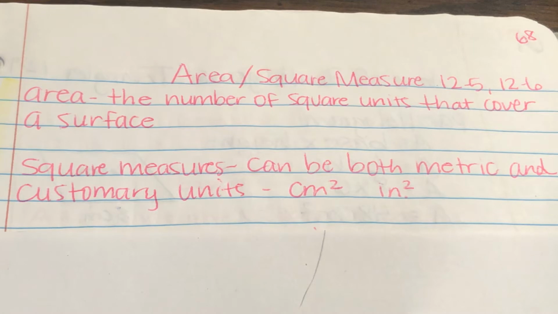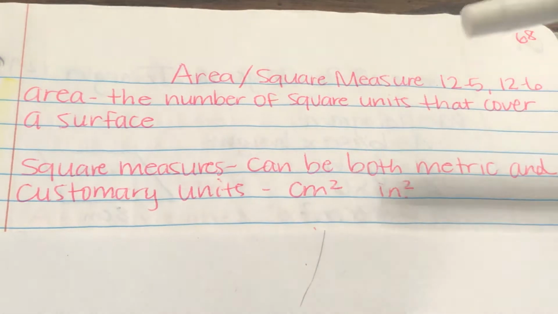If you look at the actual definition of area, it's the number of square units that cover a surface. And square measures can be both metric and customary. Remember we talked about that. Customary is what we use here in the United States: inch, feet, yard. Metric is what most of the world uses besides us: centimeters, kilometers, grams, things like that. So square measures can be in both metric and customary units.